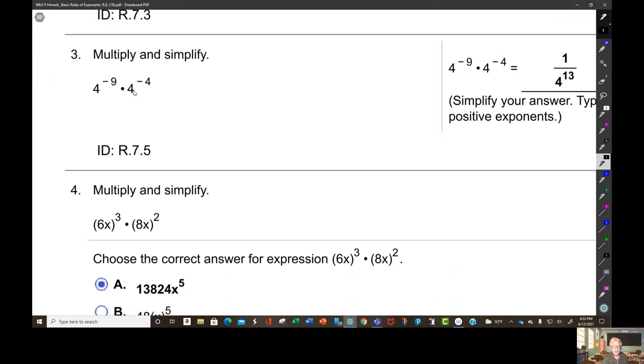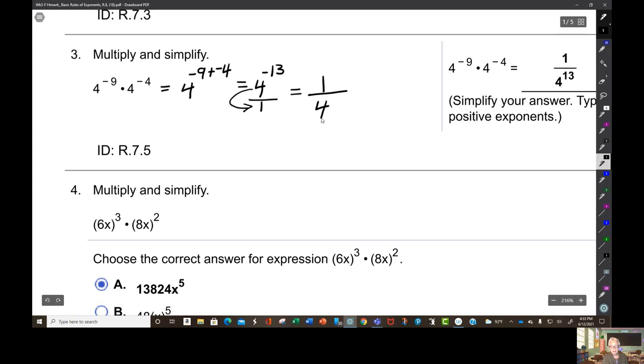Now here the base is 4 and we're multiplying. That will be 4 to the negative 9 plus negative 4, which is 4 to the negative 13. This is 4 to the negative 13 over 1. Negative 13 in the exponent position is a sign that we need to move the 4 down to the denominator. And then the negative 13 will be positive 13. Now everybody is happy. At least the exponents and the bases are happy.